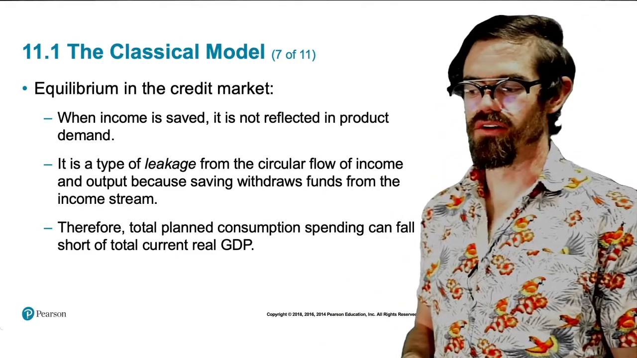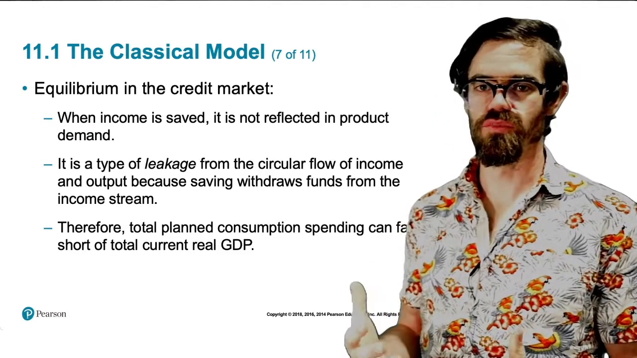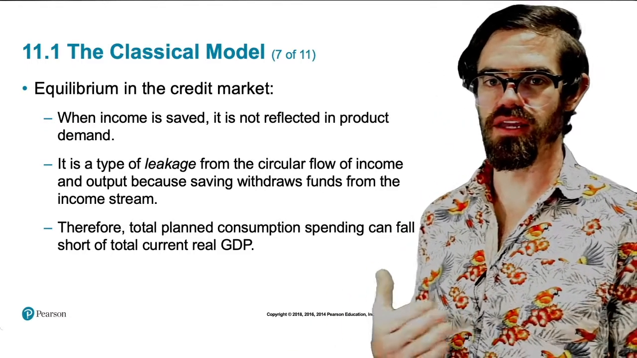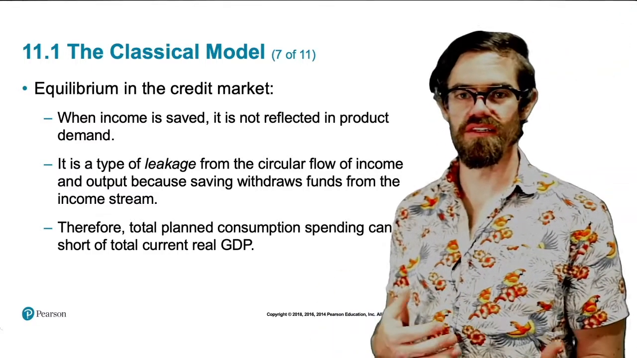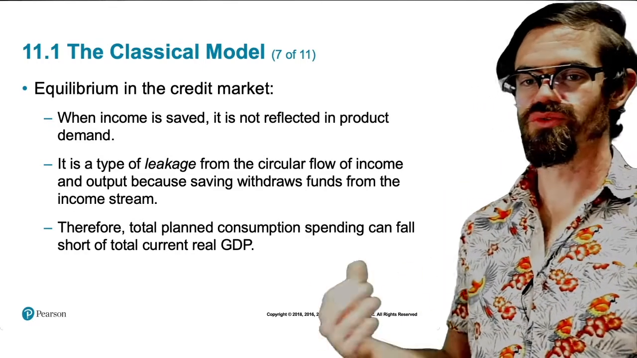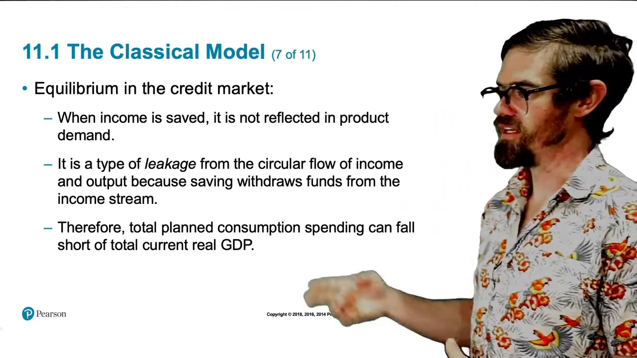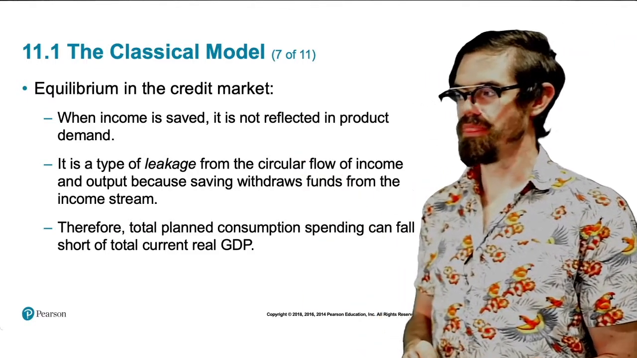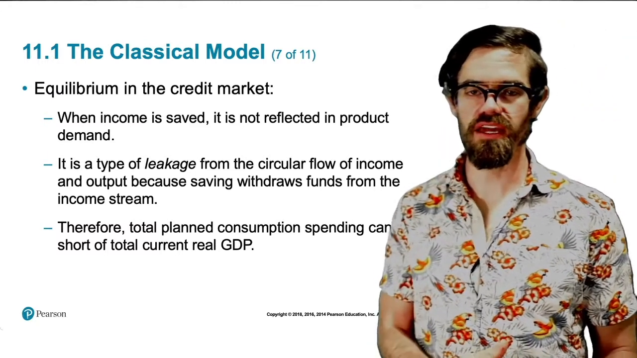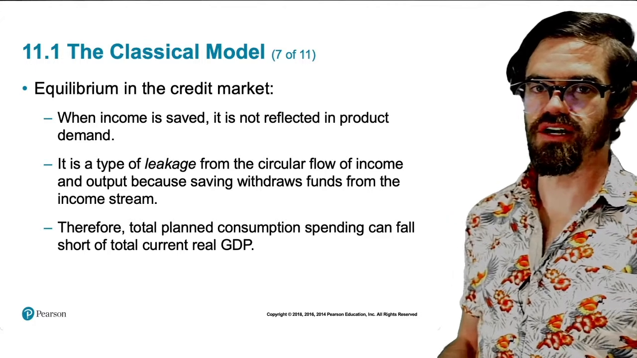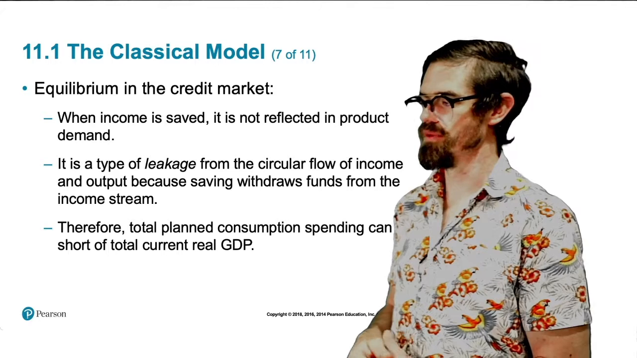Now, part of the classical model is an equilibrium in the credit market. The credit market is just the market for borrowing and lending money. When companies and individuals borrow money, the source of that money is other people's savings, right? So when income is saved, it's not reflected in product demand, right? People are putting it in the bank rather than spending it on things. So that income that's saved is not being reflected in product demand.